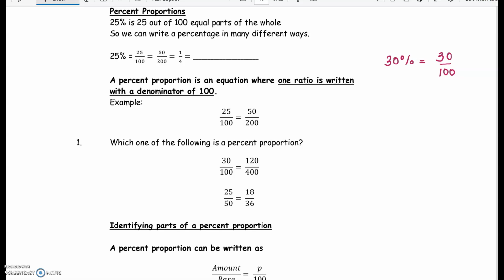Now, suppose we have, which of the following is a percent proportion? When you look at this equation, we have a ratio on the left equal to a ratio on the right, which is the same as saying a fraction on the left equals a fraction on the right. So 30 over 100 equals 120 over 400. This is definitely a proportion, but what makes it a percent proportion is that one of the sides is a percent. 30 over 100 is nothing but 30%.